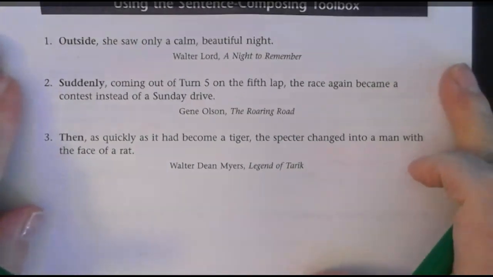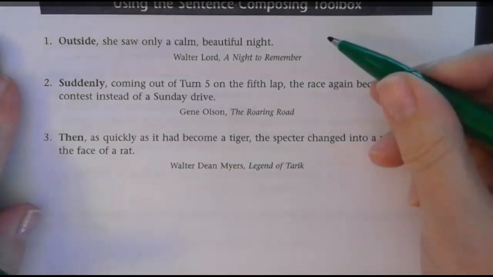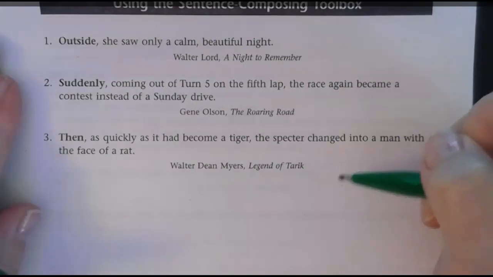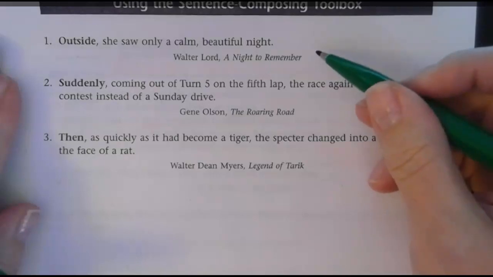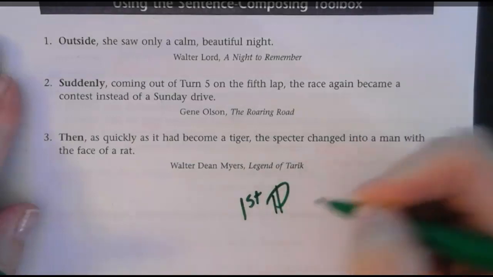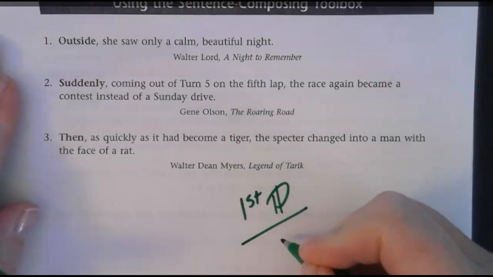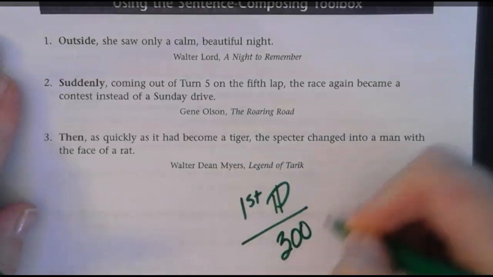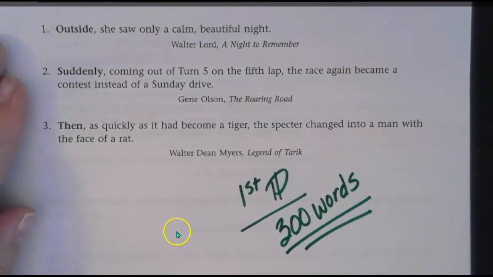And so here are 3 sentences from professional writing. And I want you to pick one of those, and in your composition book or in a Word document, you are going to write that first paragraph. That's the paragraph symbol. And I would like for it to be at least 300 words. Okay? All right, so let me know if you have questions, and I will let you get to work.